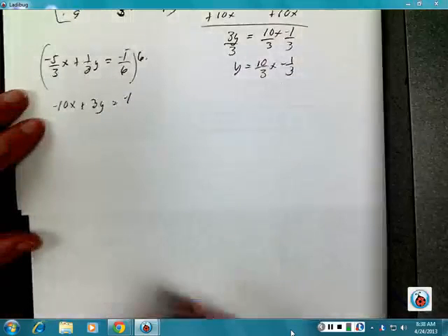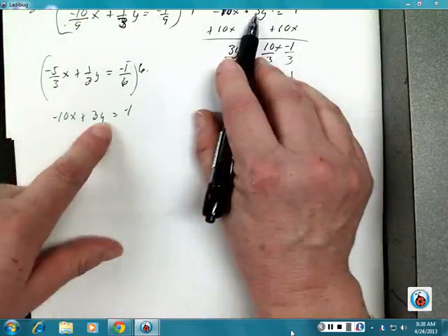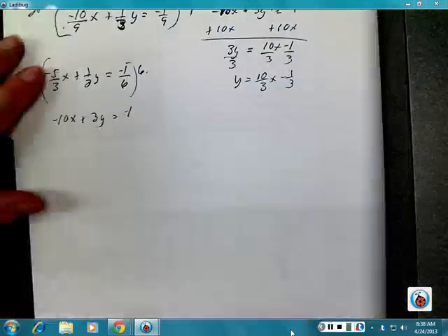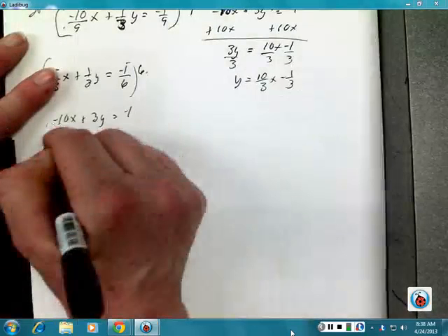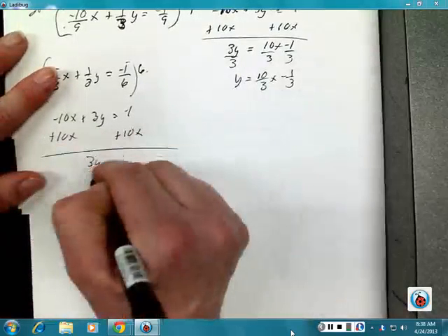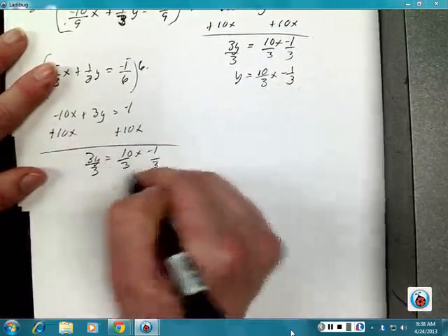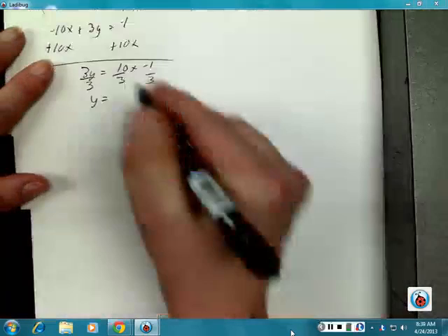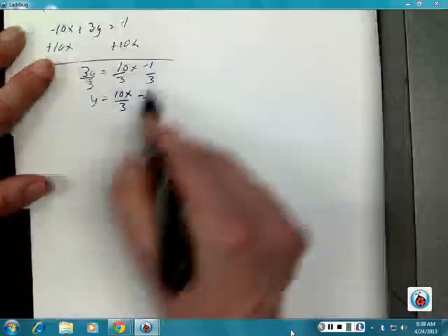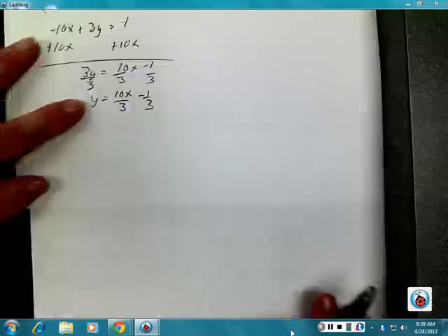Look at these two. Let's stop right at that point. What do you notice about them? They're the same line, right? So they end up being, of course, dependent. If I add 10x, just to finish it off, I get 3y is equal to 10x minus 1. Divide by 3. And I find y is equal to 10x over 3 minus 1/3. And these two are identical to each other. So we have two lines that are on top of each other.